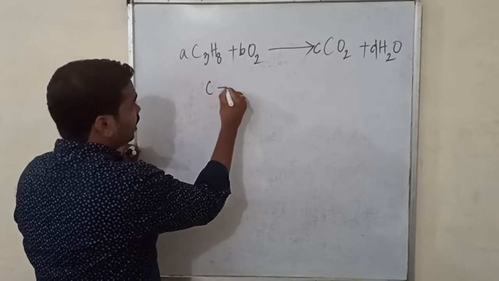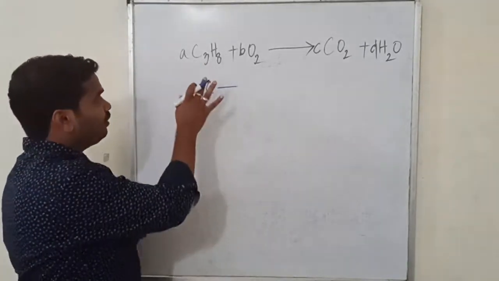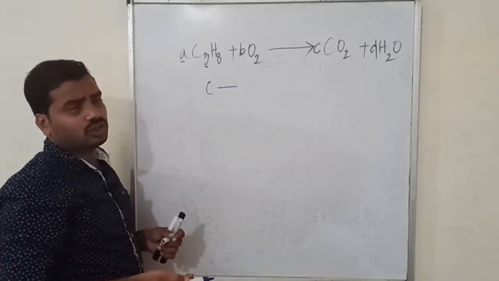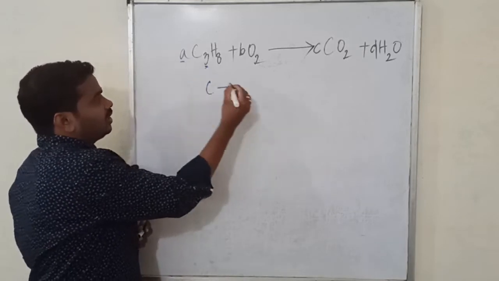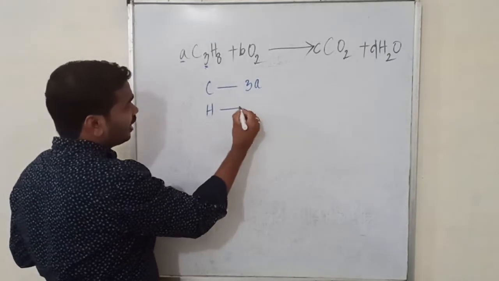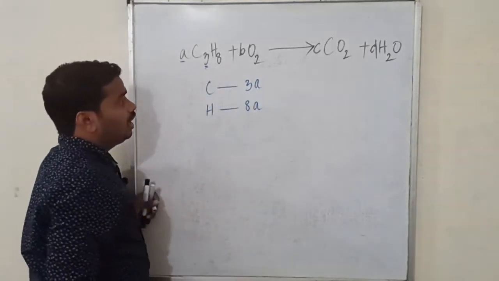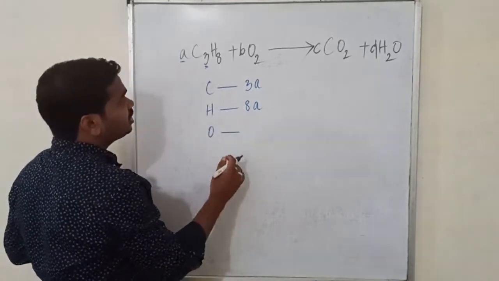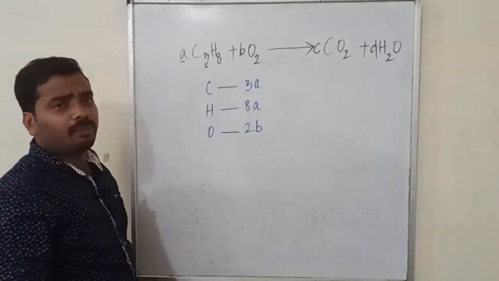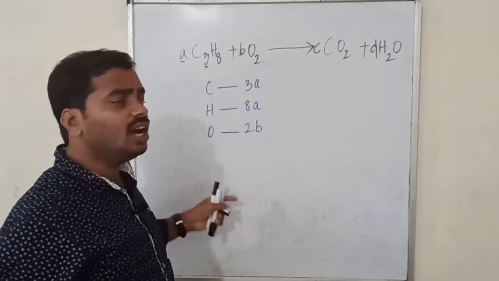let us write the number of carbons. Yesterday I told you how you have to do the coefficient multiplied by suffix. This is suffix and this is coefficient which is written in front of the compound. 3 into A, 3A. So 3A carbons are there. Now how many number of hydrogens are there? 8 into A, 8A. Next, oxygen. How many oxygens are there? 2 into B, 2B. So these are the number of carbons, hydrogens and oxygens which are participating in the reaction.